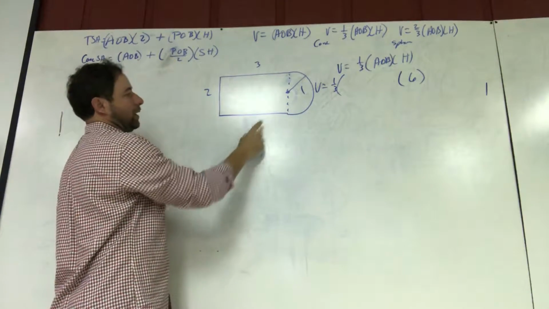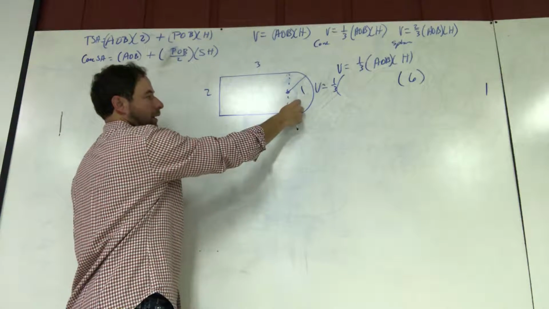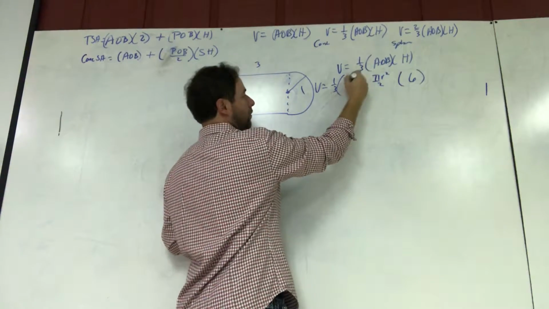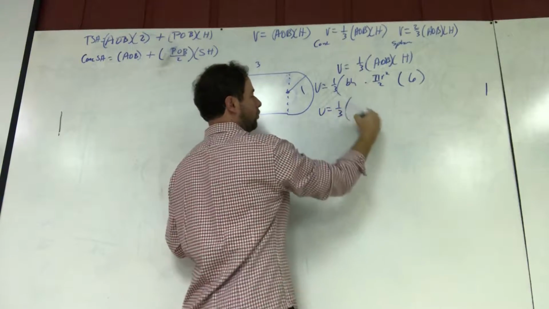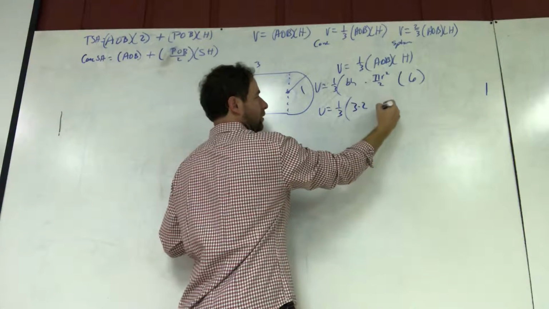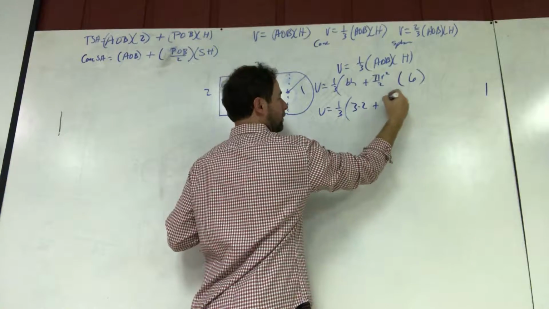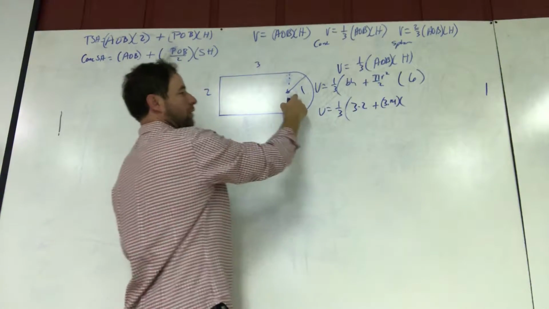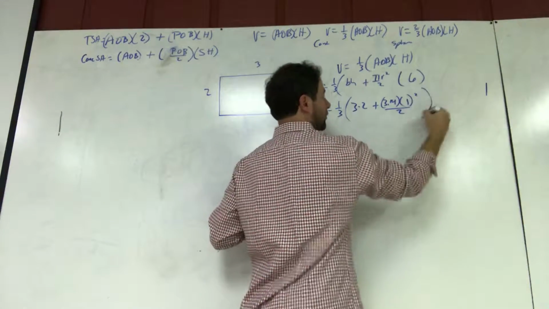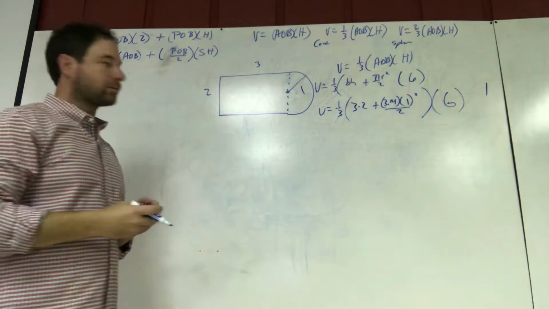Okay, so find the area of the base. This is the base. What is the base? It's a square and a semicircle. Area of a semicircle is pi r squared divided by 2. Base times height is that. So volume equals 1/3. The base is 3 times 2, so we'll have 3 times 2 plus it's going to be 3.14 times 1 squared, which is going to be 1, divided by 2 because it's a semicircle, and the whole thing is going to be multiplied times 6.